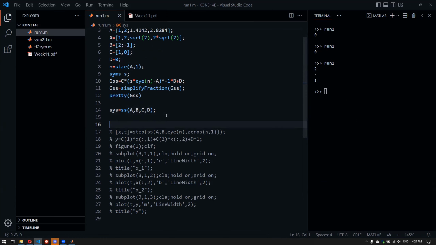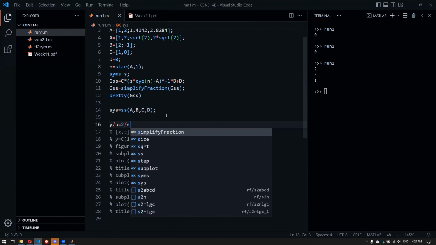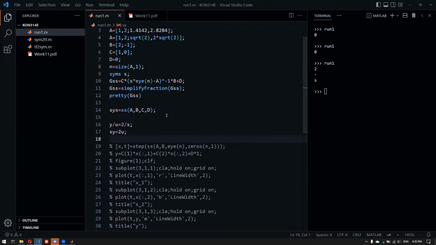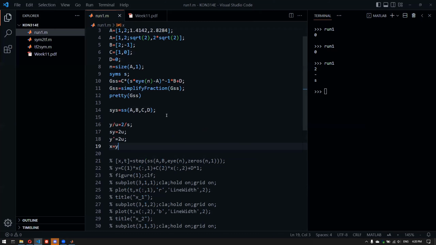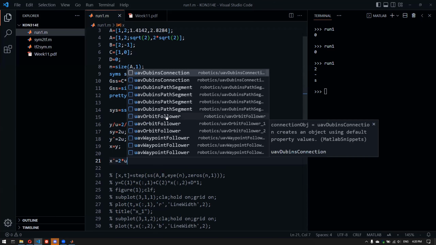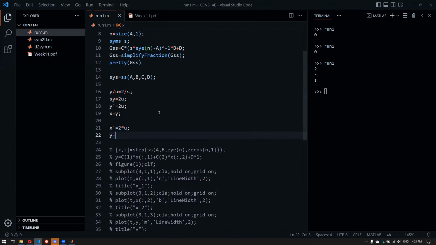Well, if we have something like y divided by u, and if this is 2 divided by s, what I can do is I can just state the following, that s times y is going to be 2 times u, and this means that y dot is equal to 2 times u. And luckily, I can just say x is going to be equal to y, which generates me the following here, 2 times u here. So that's basically it. And y is equal to x.